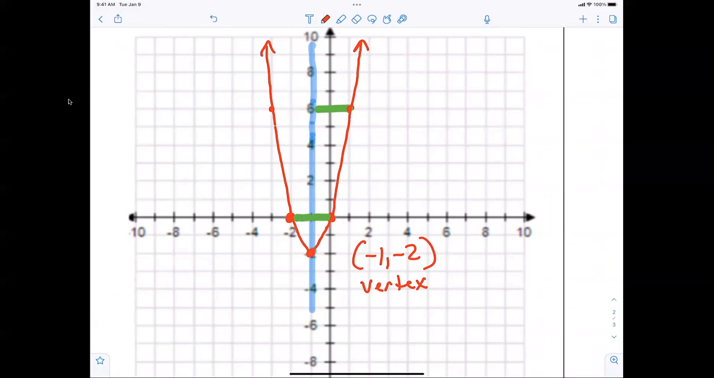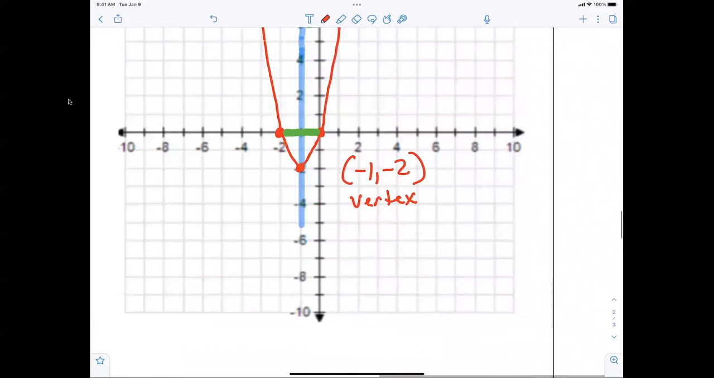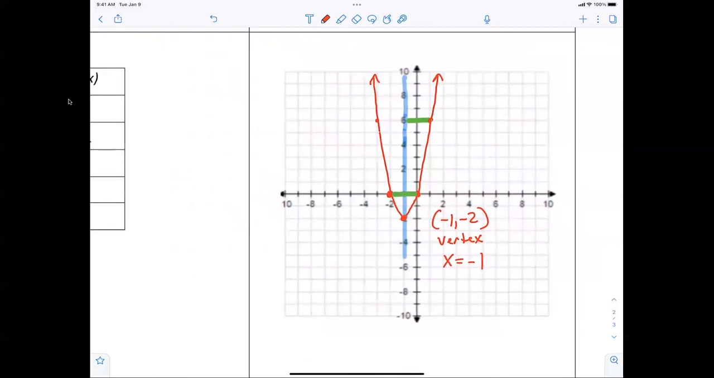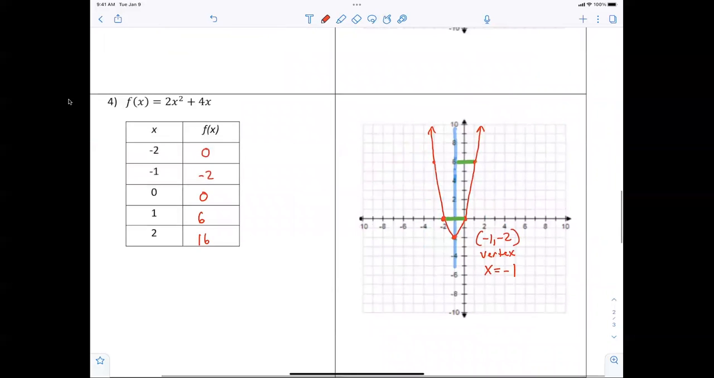So -1, -2 is the vertex. What is the blue line? The axis of symmetry, which is x equals -1. x equals -1. All right. Very nice. Very easy.